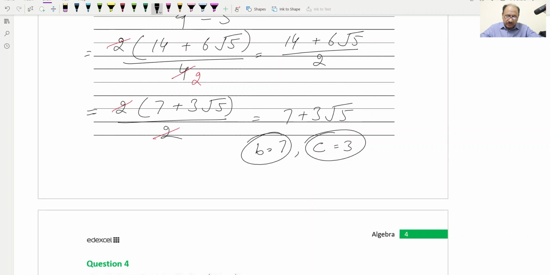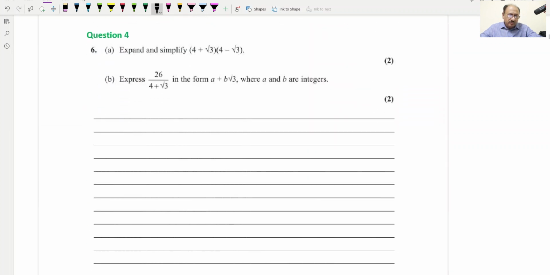Hopefully you understood this. Now we can move to question number 4 and question number 6 of the paper. Expand and simplify this. This is a 2 marks part, and part a says we have to expand. I will copy the question: 4 plus root 3 and 4 minus root 3.